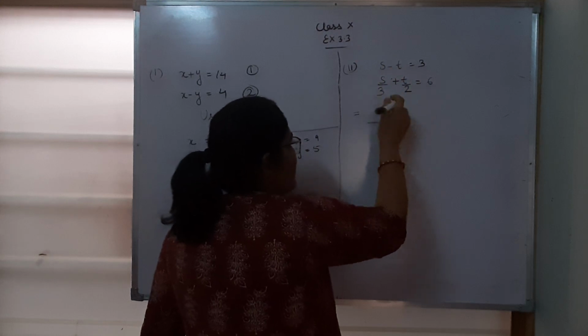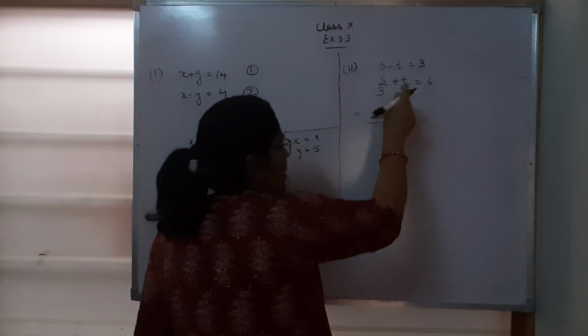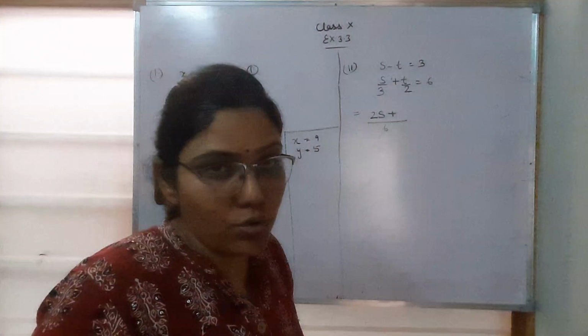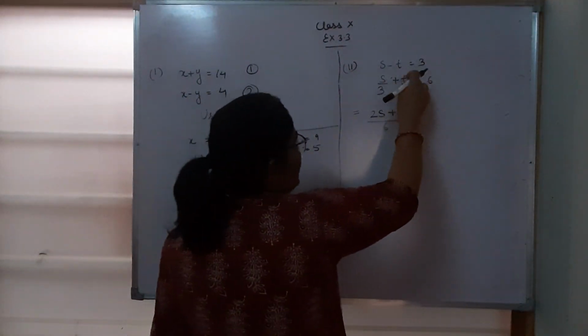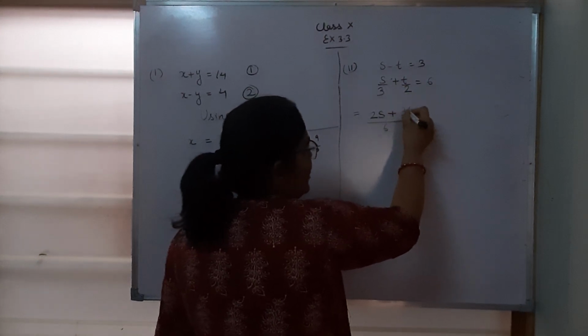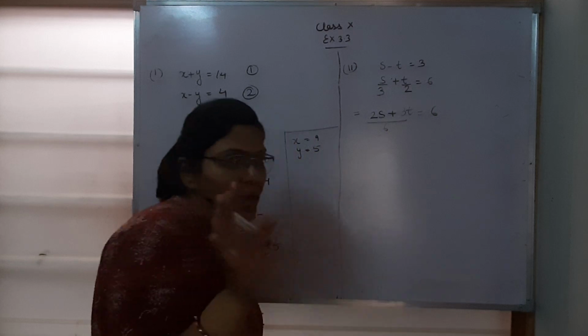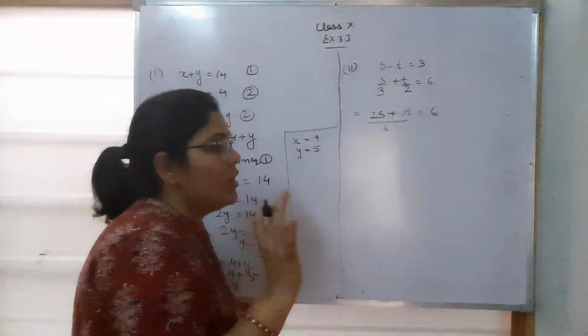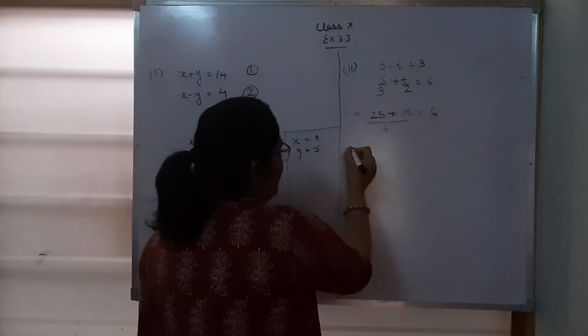So 2 into s will be what? 2s. By what number should I multiply 2 to get 6? 3. So both the numerator and denominator will be multiplied with 3. So 3 into t, 3t. I hope everybody is clear. These are fractions. I am just taking the LCM and simplifying it.